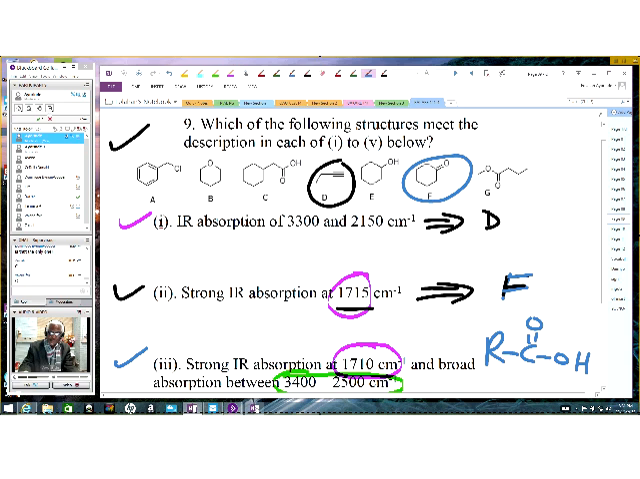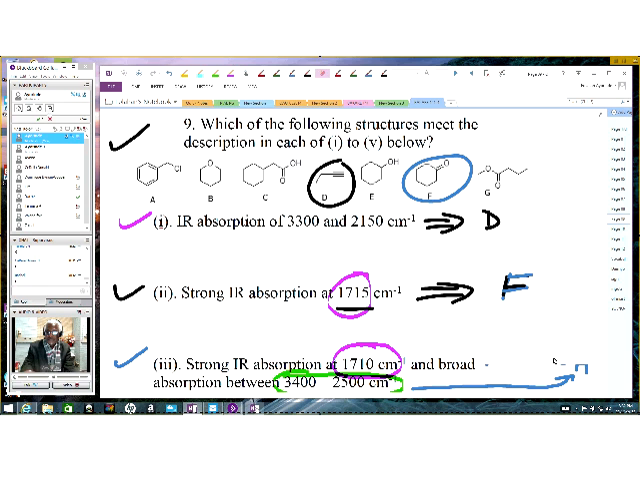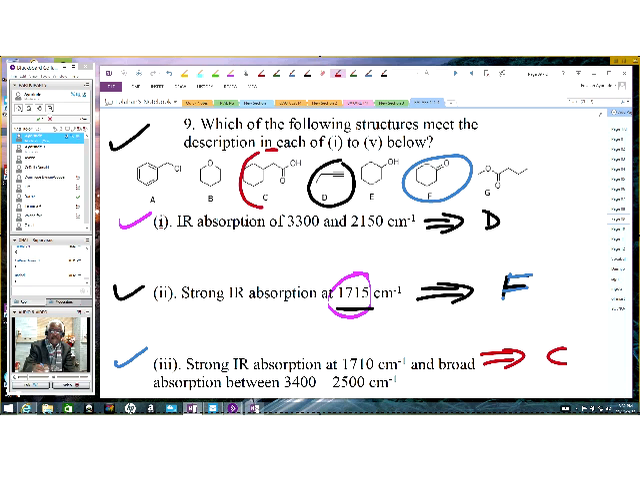Okay, the broad absorption at 3400, that is due to the stretching frequency of the oxygen-hydrogen bond, this right here. Okay, and of course the 1710 is due to the frequency of the carbonyl function. So therefore, which one of these compounds would this relate to? C, exactly. So that would be C. Okay, so that would be C. So this is C, and that is this here.